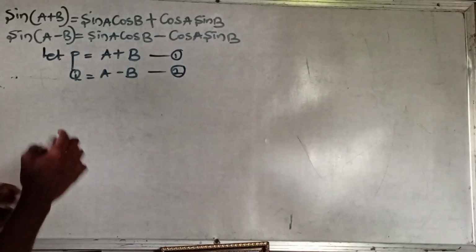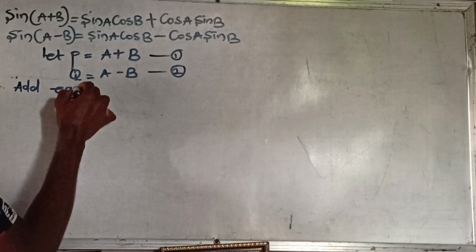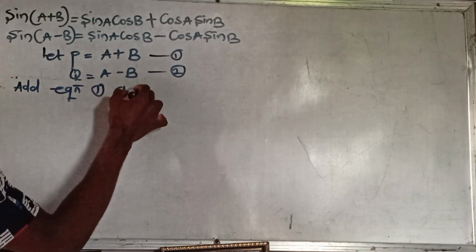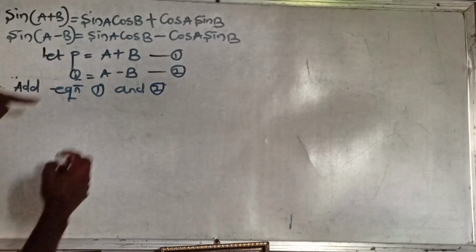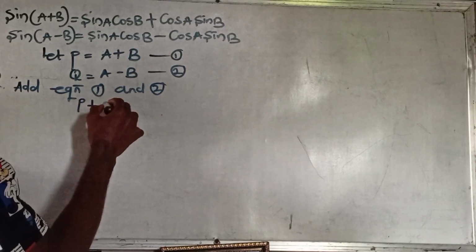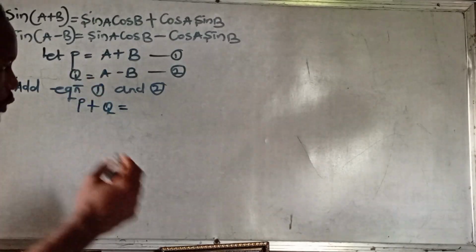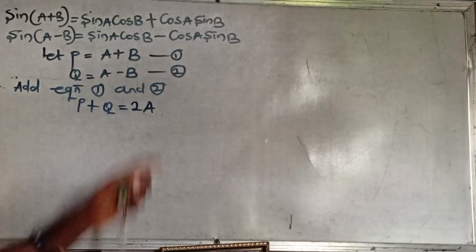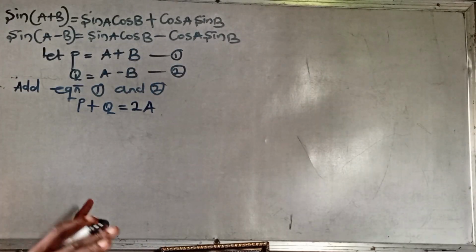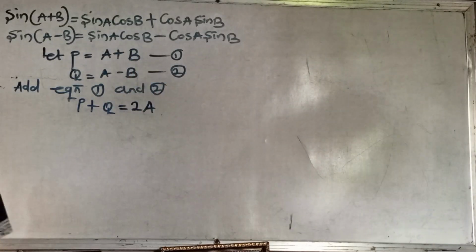I'm going to add equation 1 and equation 2. I want to add these two things together. So this one plus this, that is P plus Q, is equal to A plus A, which is 2A. Then B plus minus B is equal to 0.